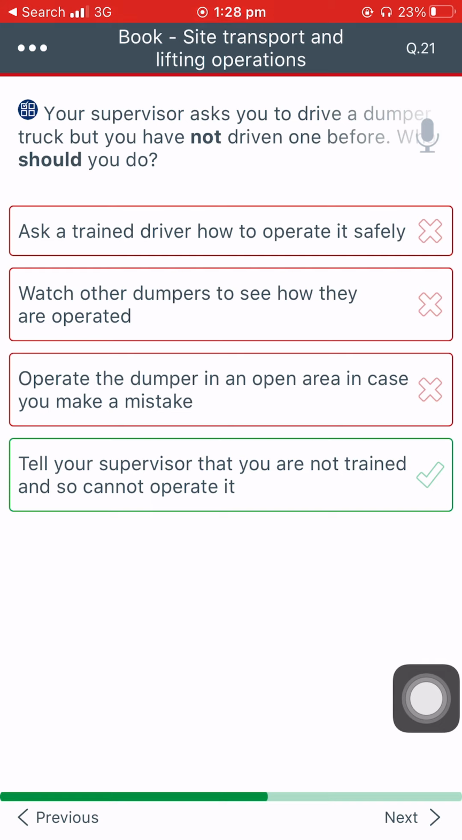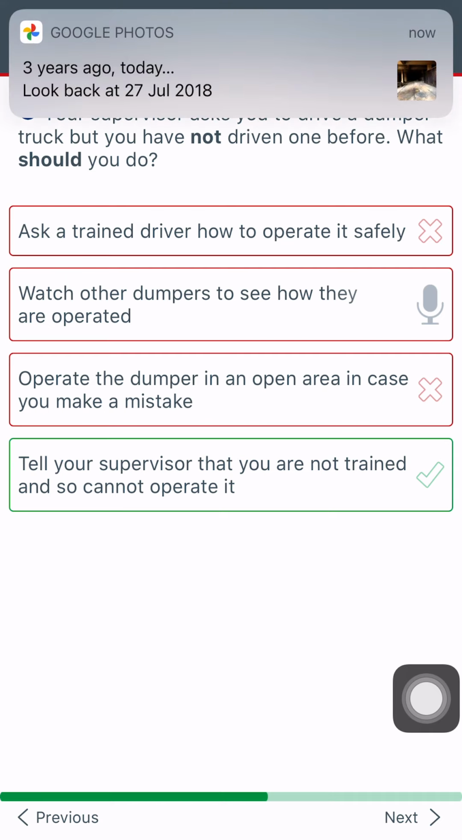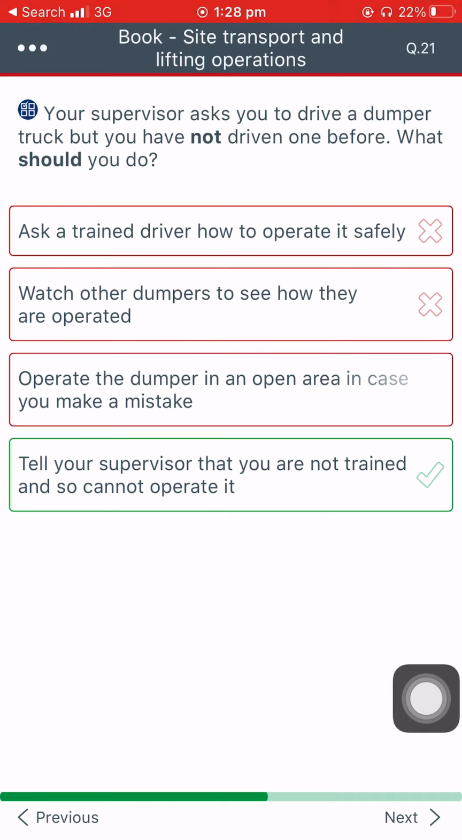Your supervisor asks you to drive a dumper truck, but you have not driven one before. What should you do? Ask a trained driver how to operate it safely. Watch other dumpers to see how they are operated. Operate the dumper in an open area in case you make a mistake. Tell your supervisor that you are not trained and so cannot operate it.